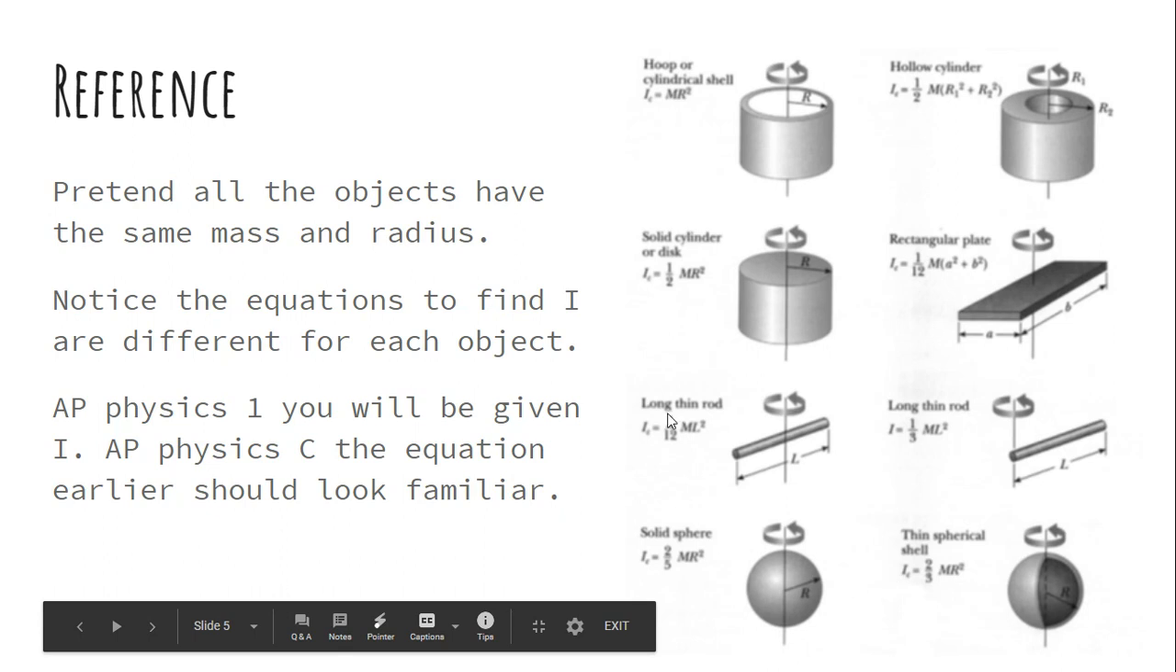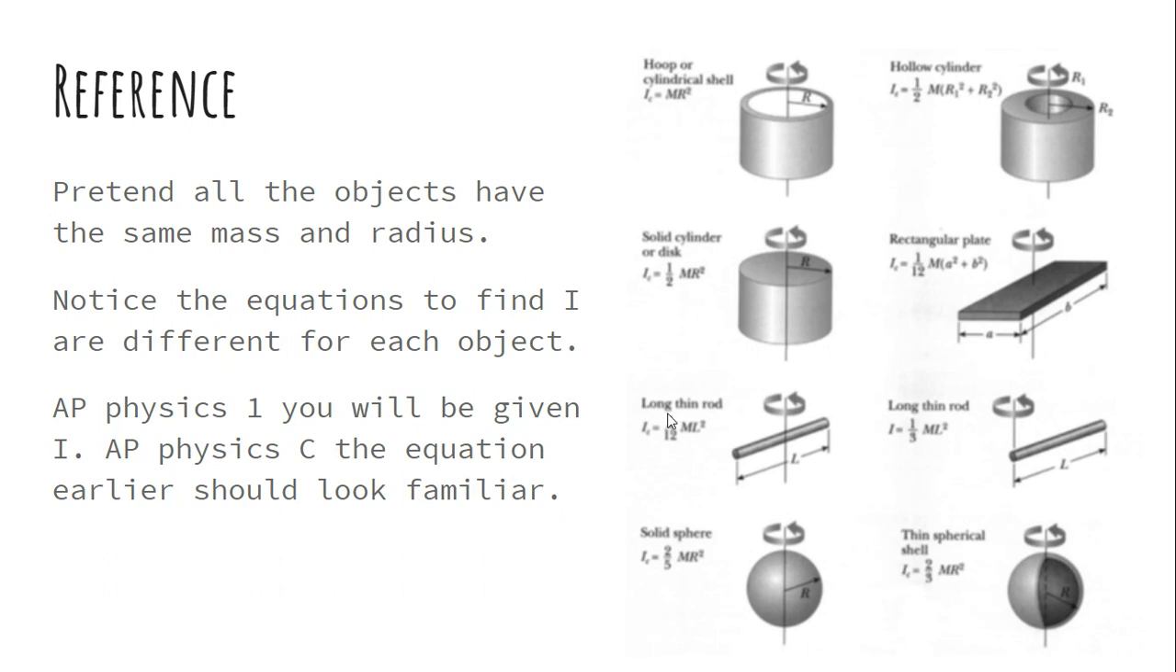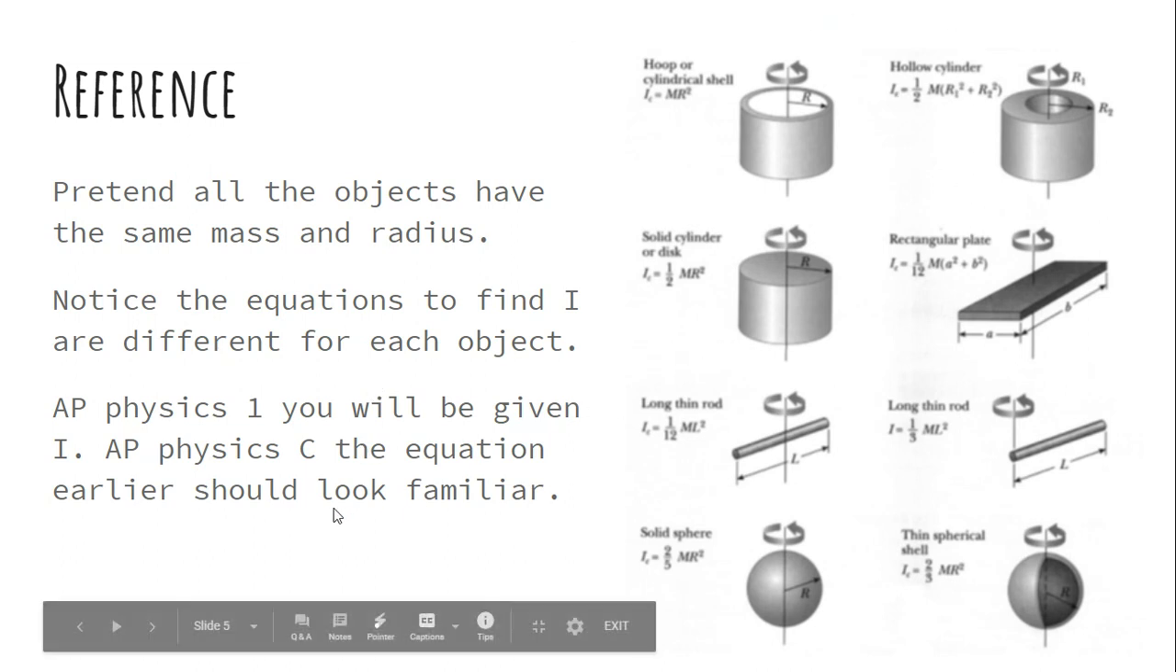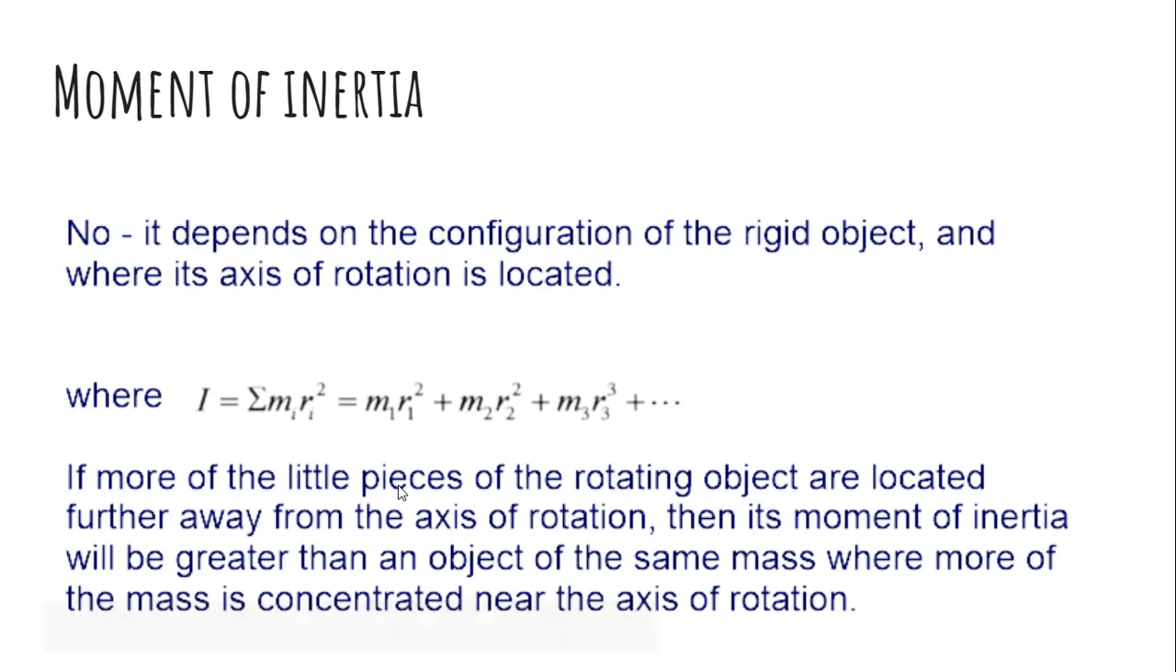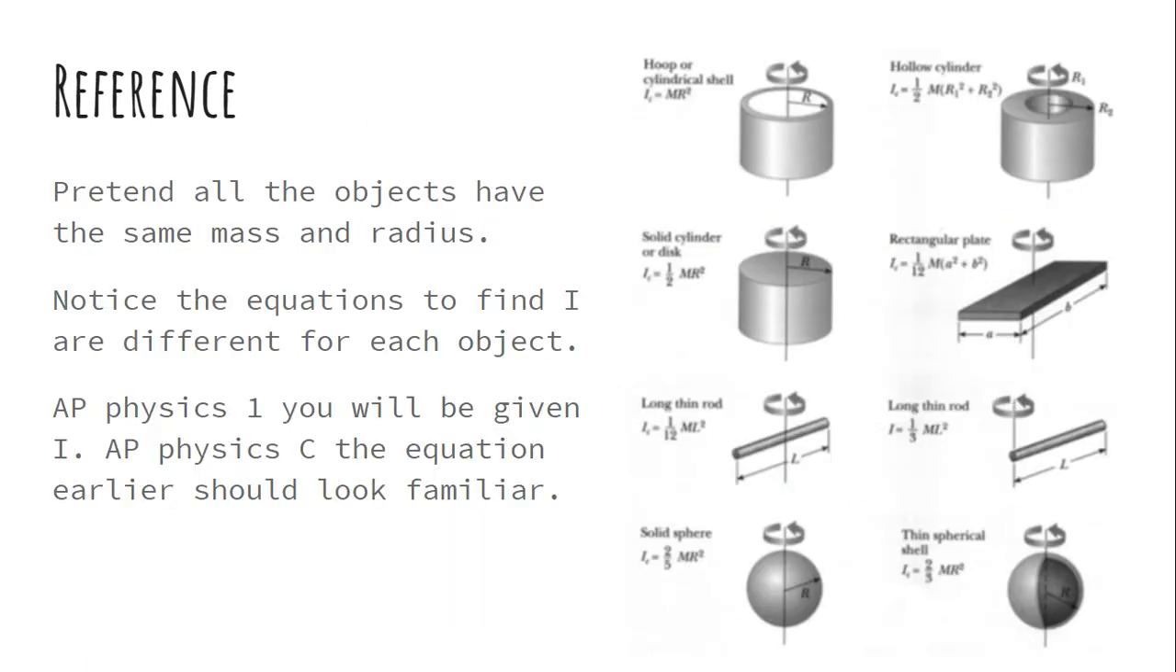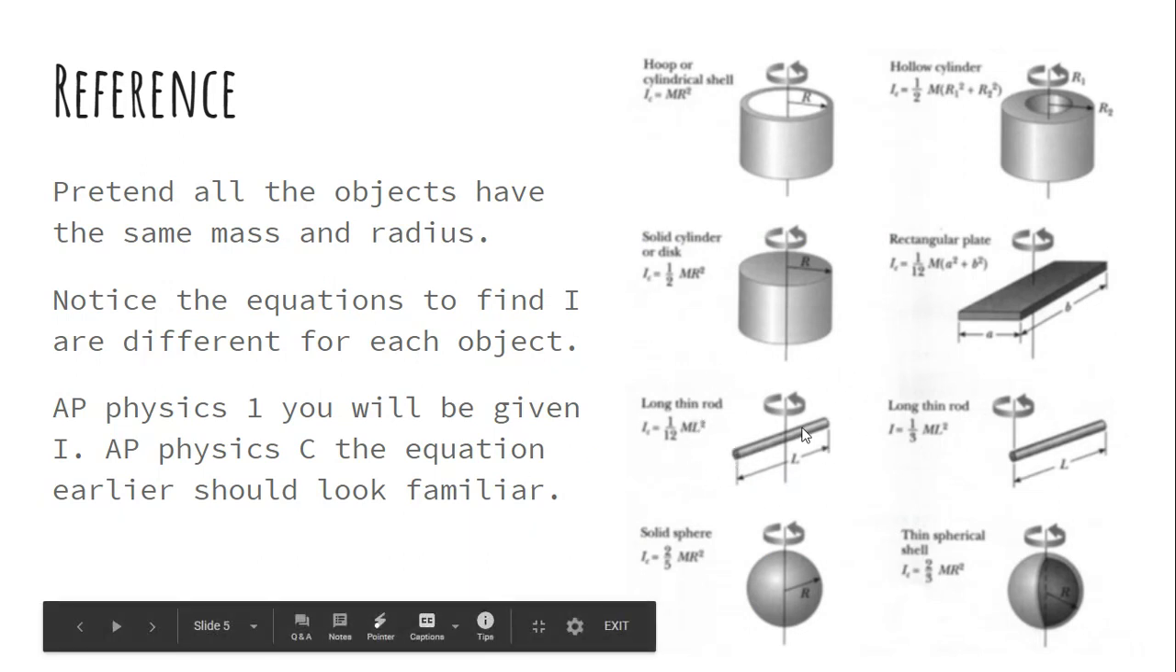Then a solid and hollow sphere. So main thing, pretend all these objects have the same mass and the same radius for the matching ones. Notice the equations are different. In AP Physics C, your equation should look familiar, something that you should know. When you have all these summations, you should be able to realize that you can actually do an integral. In this one, you're probably going to do some integrals with this.